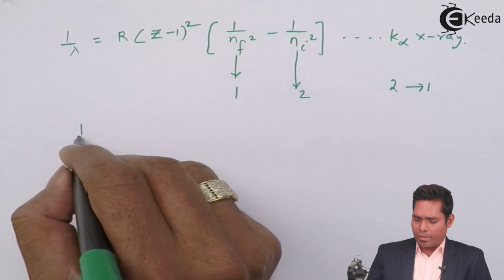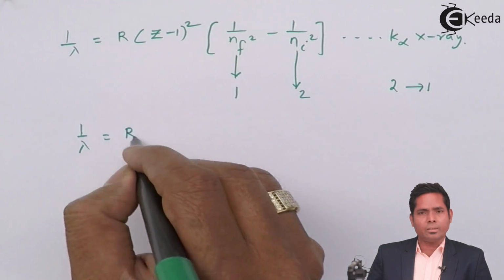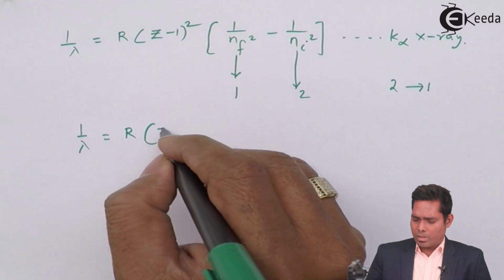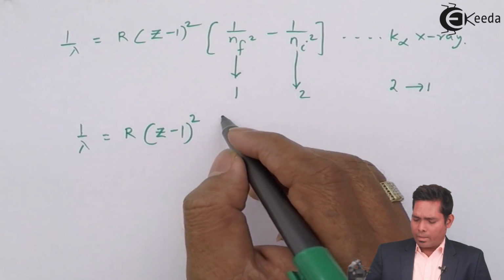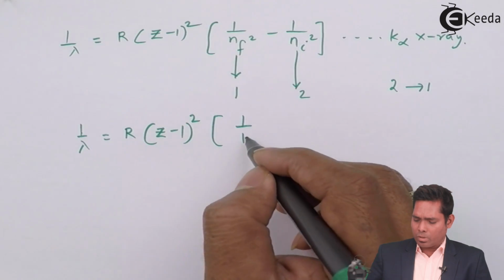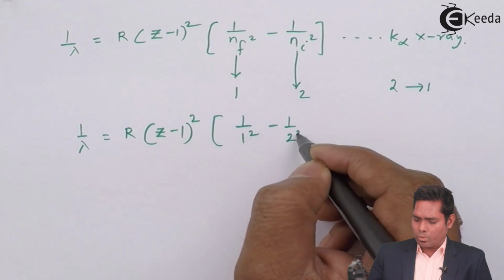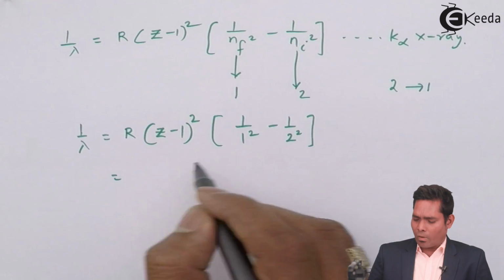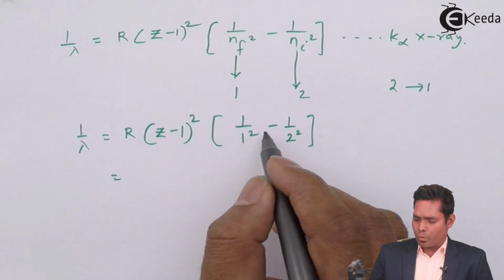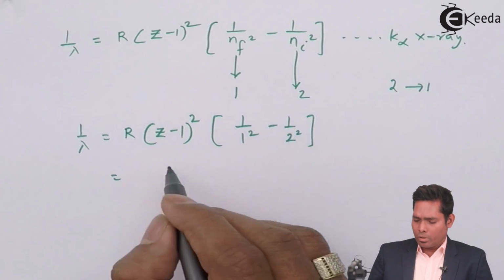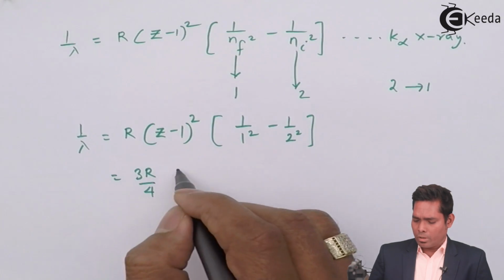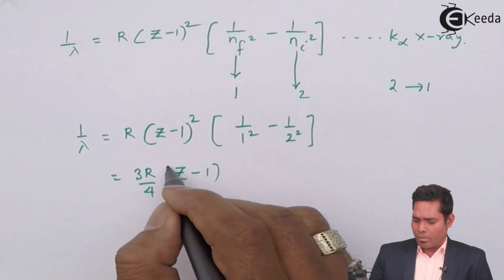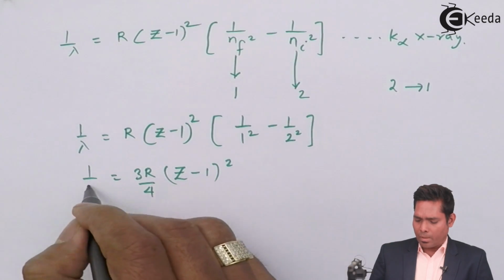So I substitute that, and I get 1 upon lambda is R, Z minus 1 the whole square, and 1 upon 1 square minus 1 upon 2 square. If I solve this, this is 4 minus 1, 3 by 4. So this is 3R by 4, Z minus 1 the whole square. This is 1 upon lambda.